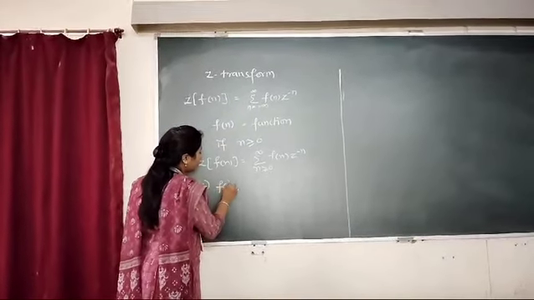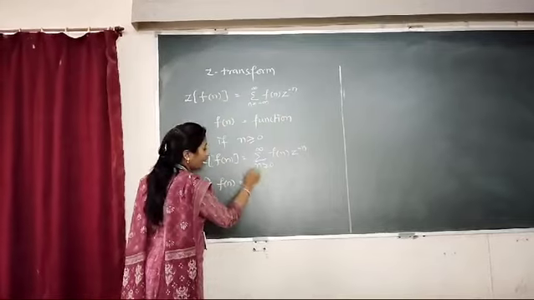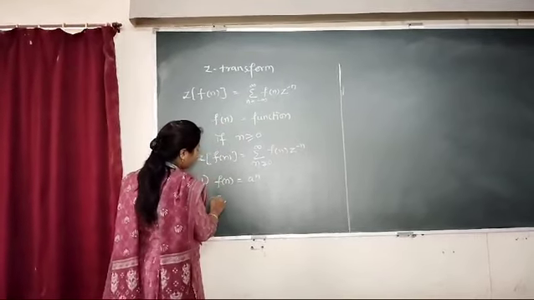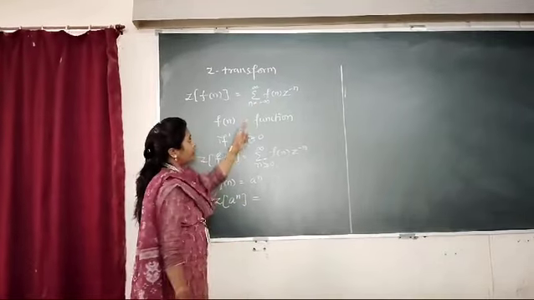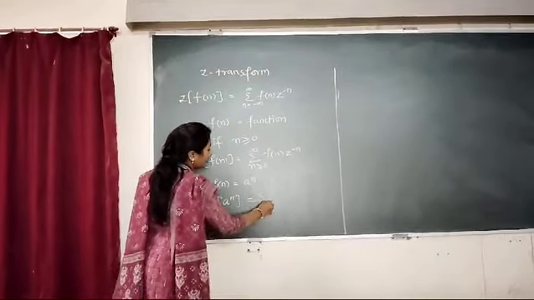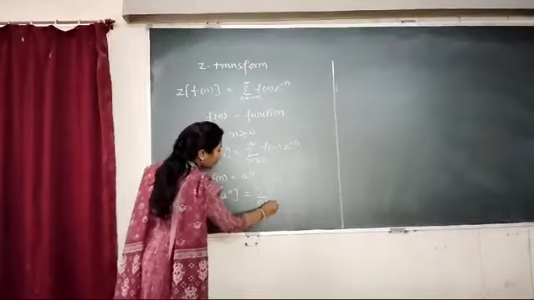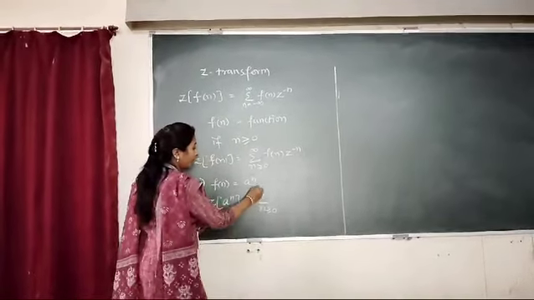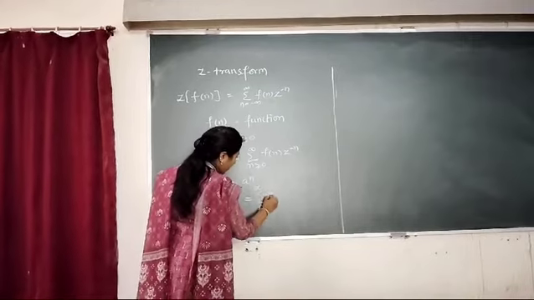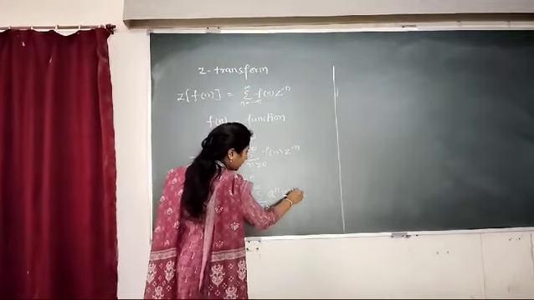If Fn is equal to a raised to n, then Z of a to the n, according to the formula, is the summation with n greater than or equal to 0, because we are talking about n greater than or equal to 0, up to infinity, of a raised to n times Z to the minus n.